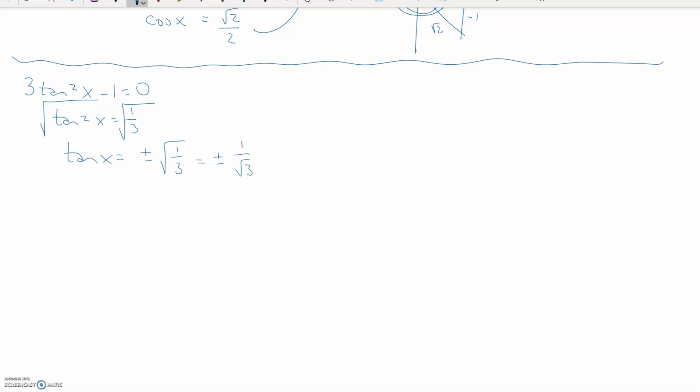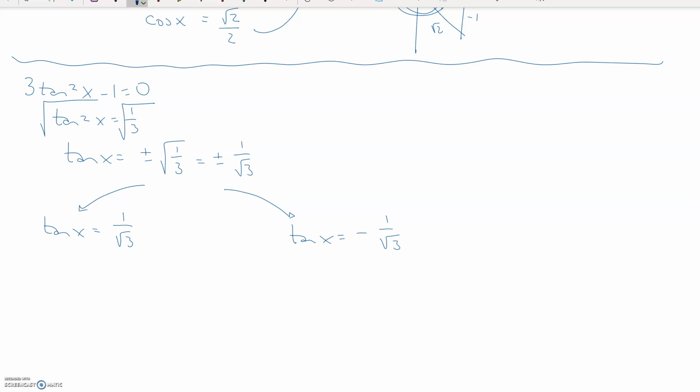Now, when you have a plus or minus like this, you have to consider both. So I like to write them separately. It makes it easier for my brain. It makes it better for me to work with. I have tangent x equals positive 1/rad3, and I have tangent x equals negative 1/rad3. So we're going to treat these two situations separately.